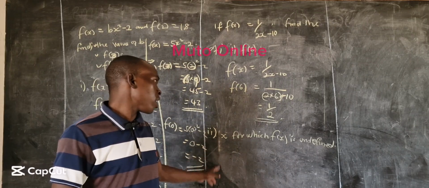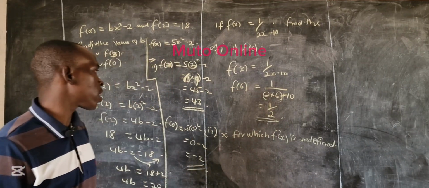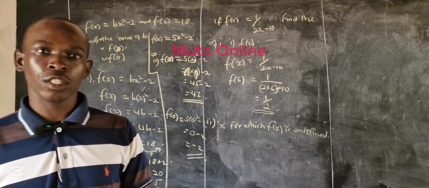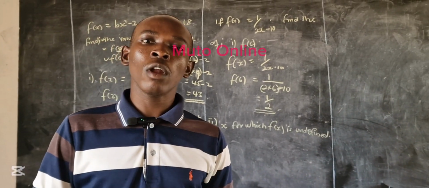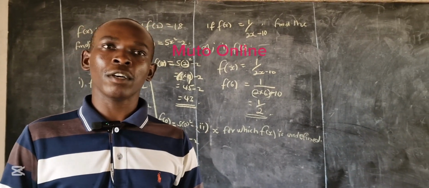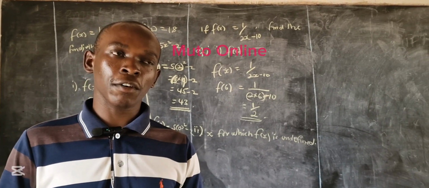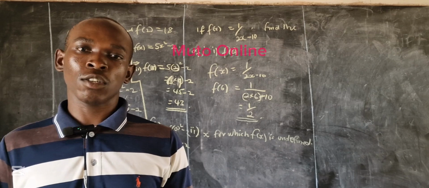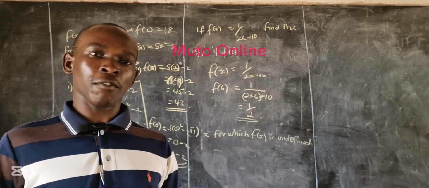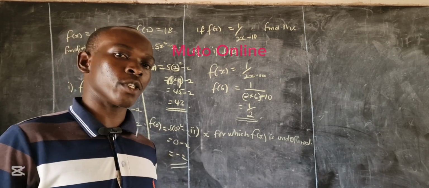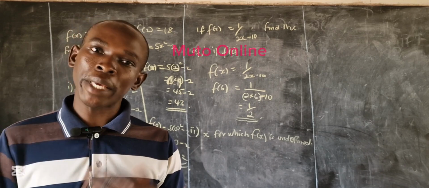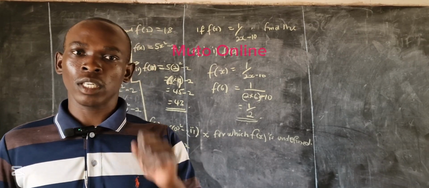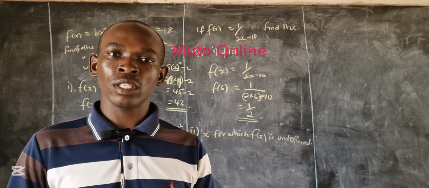B, they want us to find the value of x for which f of x is undefined. Now, under functions, what we call an undefined function or a meaningless function is where the denominator is equal to 0. So in case they say find the value of x for which this function is undefined or meaningless, for a meaningless function or undefined function, the denominator is always equal to 0.